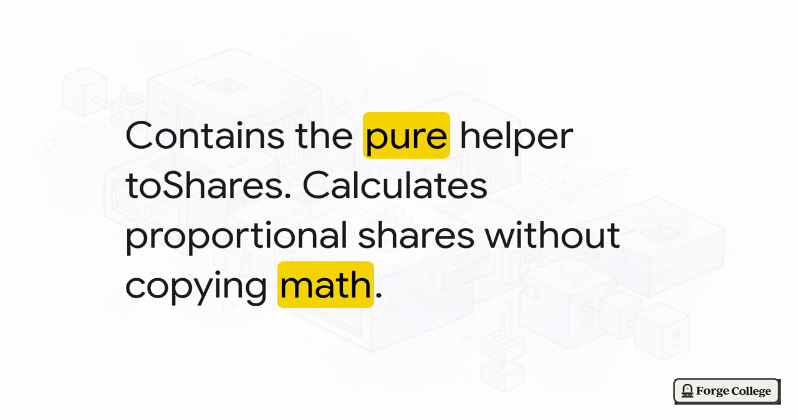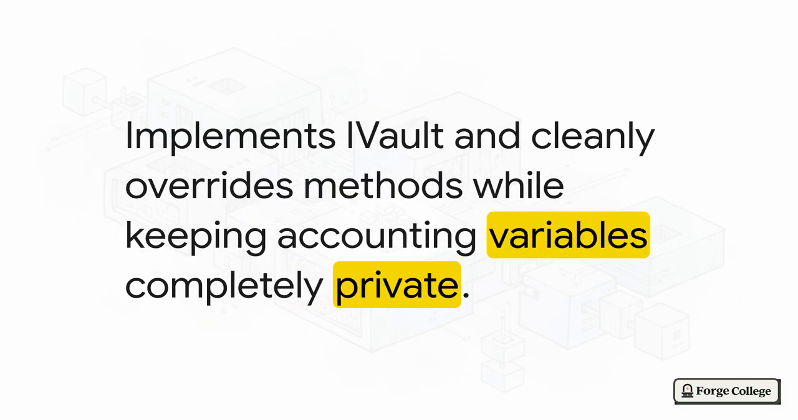Next, we have the ShareMath library. It contains the pure helper toShares. Because this function is pure and stateless, meaning it just takes inputs, does some math, and returns an output without touching the blockchain state, we can safely place it here. This is what allows us to calculate proportional shares perfectly, without having to copy complex math across multiple vaults.